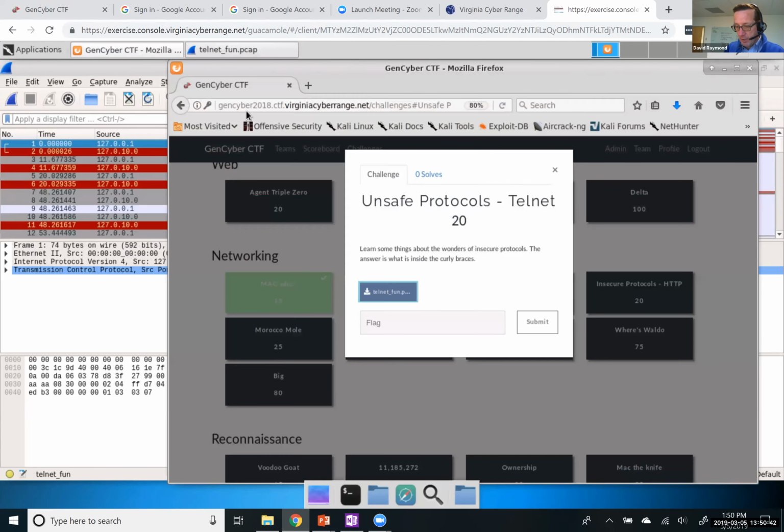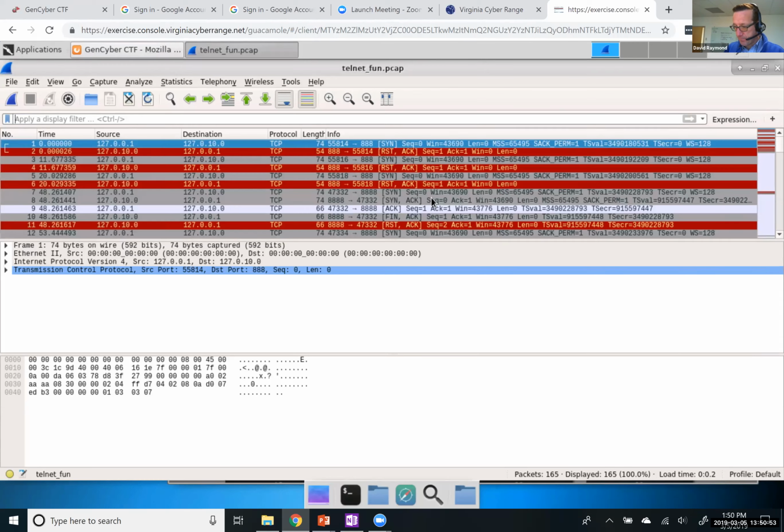In this case, we have a 20-point challenge, right? So the expectation is not super high here. 20-point challenge. So I'm going to assume that this traffic is not going to be that hard to find.